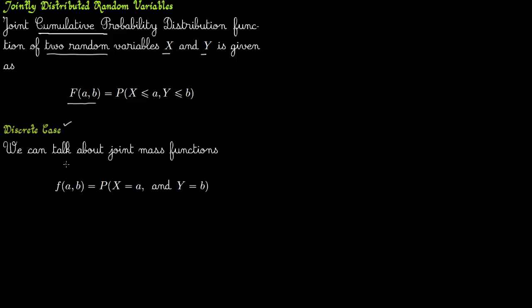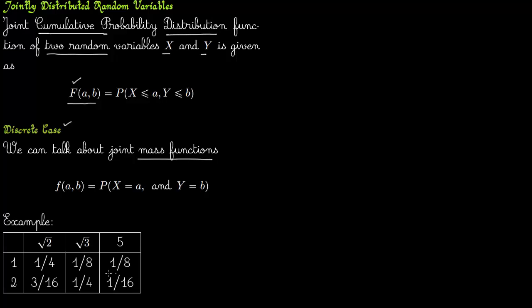So in the discrete case, we can talk about the joint mass function. Notice that this capital F was the distribution function and the small f is the mass function. For the discrete case, for the mass function, f(a, b) is the probability that the random variable capital X takes on value a and the random variable y takes on value b.